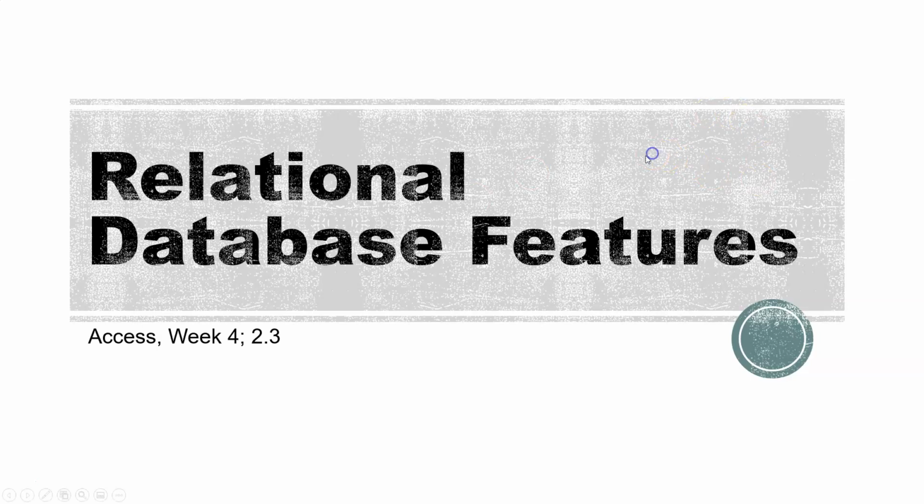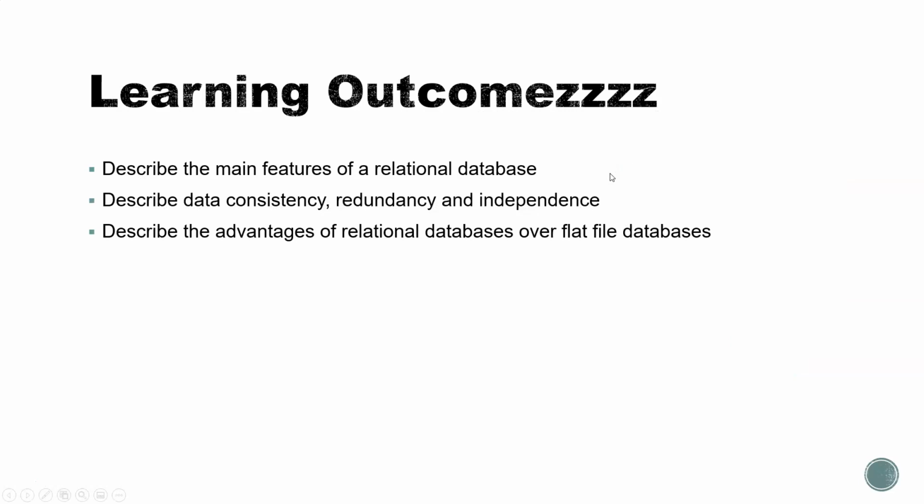So if we look at the goals for this session, we've got a really silly spelling of outcomes. We're going to describe the main features of a relational database. We've got some definitions that we're going to find on data consistency, data redundancy, and data independence, and then we're going to start looking at some of the advantages of relational databases over flat file databases, hopefully in a slightly different way than we might have looked at previously.